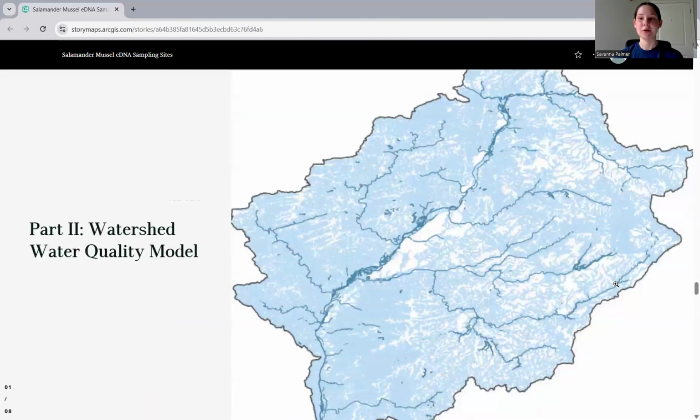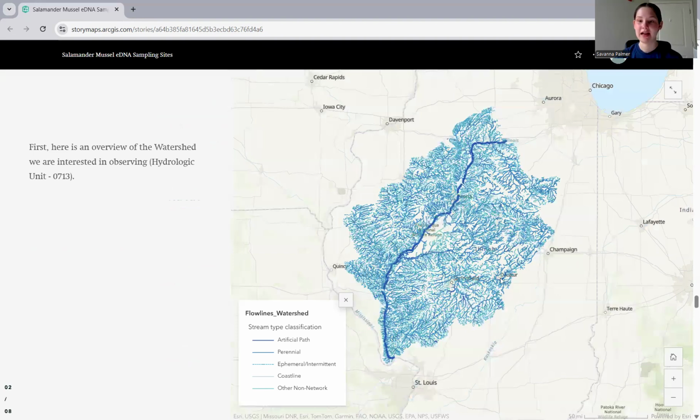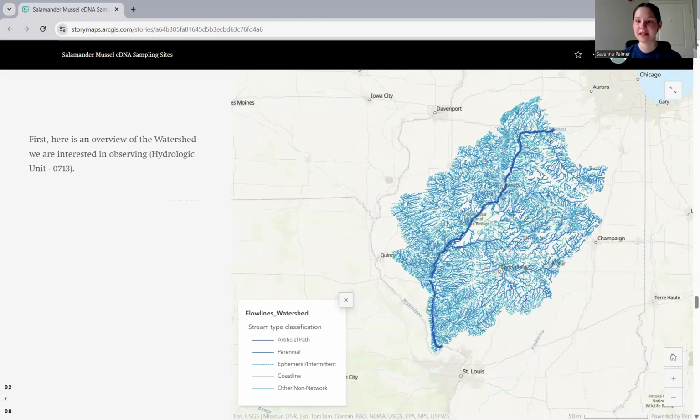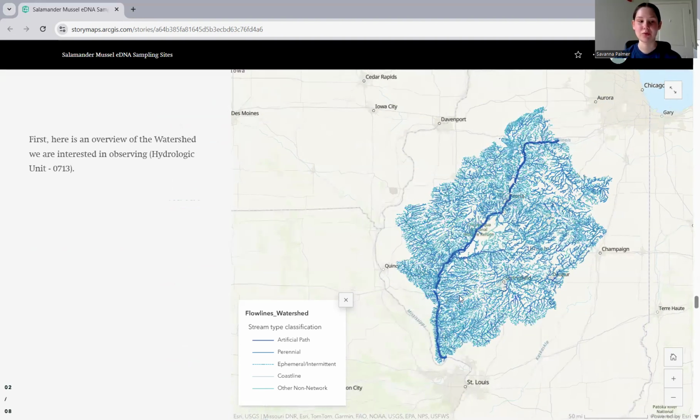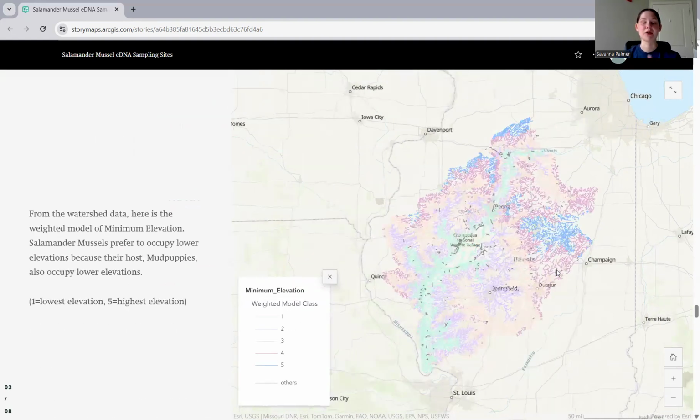Moving into part two, we looked at watershed water quality, and this is the watershed I looked at. It's hydrologic code 0713. Here it is on a map. As we see, this is the Illinois River in this dark blue right here. I wanted to make a weighted model with water quality attribute data from the National Hydrography data set, based on specific variables and how they relate to the preferred habitat of the salamander mussel.